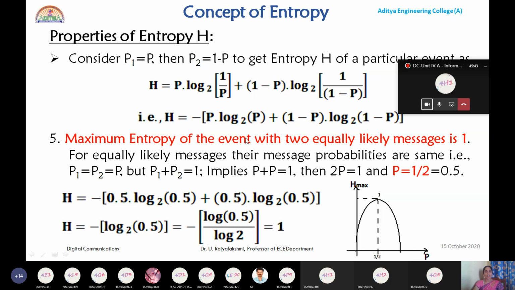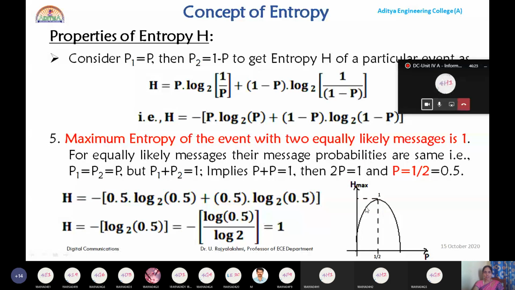So this fifth property is the extension of the fourth property. The maximum entropy of an event with two equally likely messages is 1, and it occurs at p equal to 1 by 2. Please observe the characteristics shown here. This characteristic is a relationship between the entropy and the probability. So you will get maximum entropy. What is the maximum entropy in this case? 1. So the maximum entropy for two equally likely messages is 1. That occurs at p equal to 1 by 2.